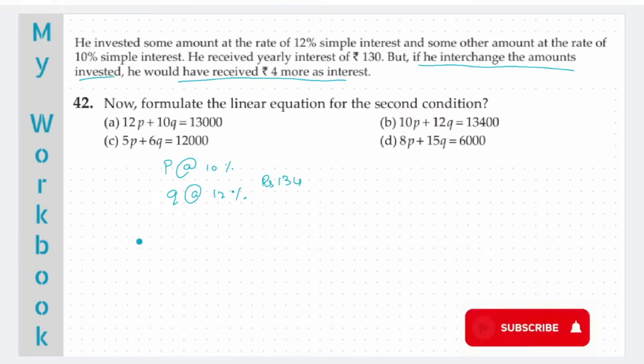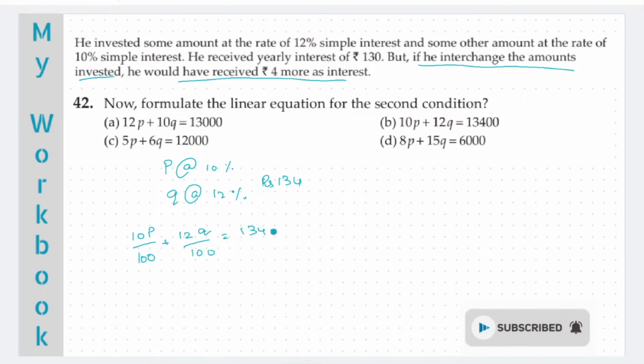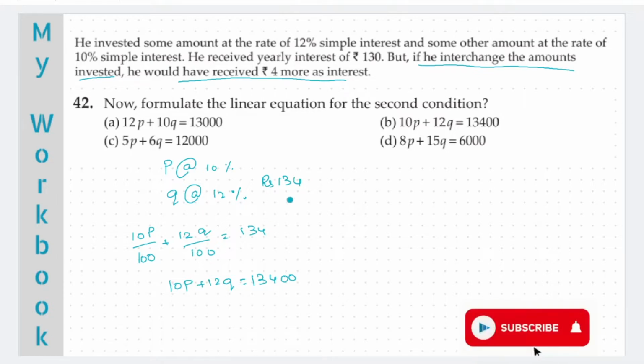So what will be the equation? 10 into P by 100 plus 12 into Q by 100 is equal to 134. So simplifying this, we will have the equation as 10P plus 12Q equal to 13,400. So the correct option is option B, 10P plus 12Q equal to 13,400.